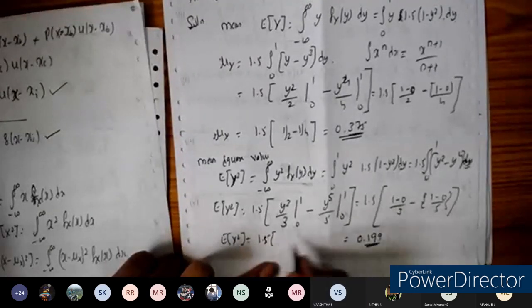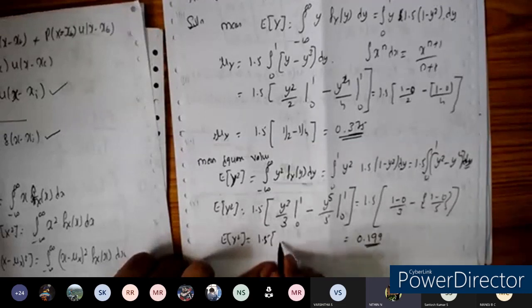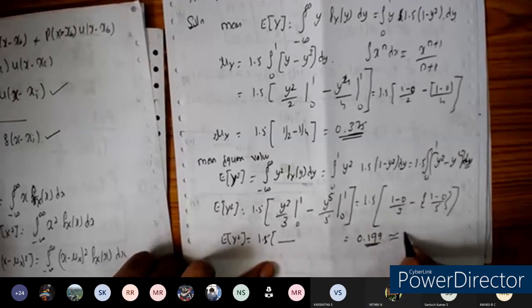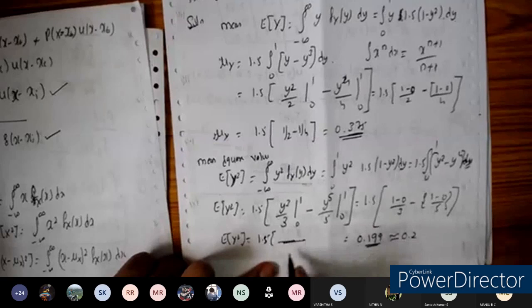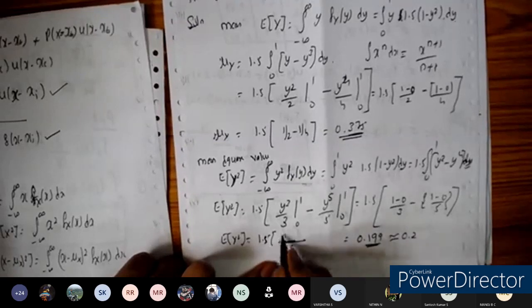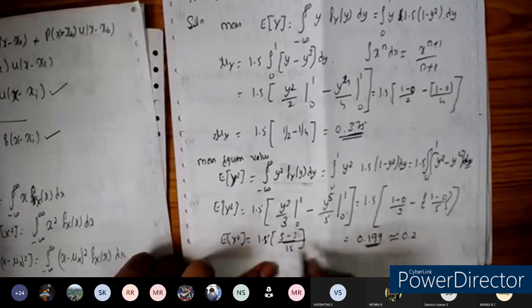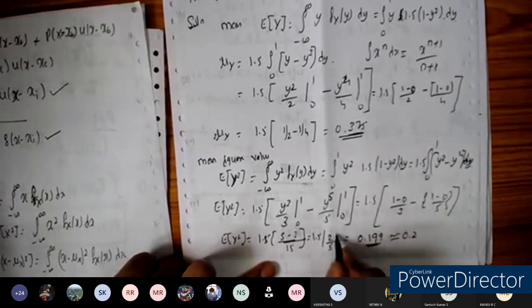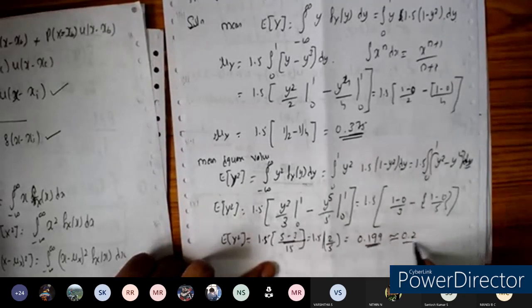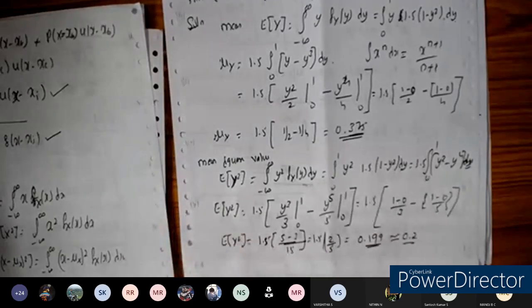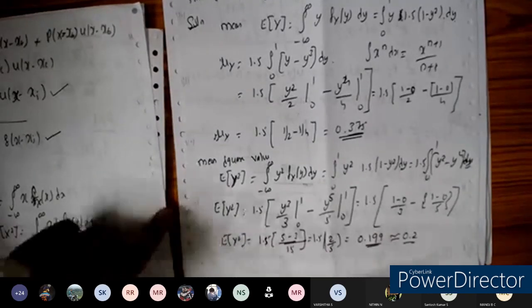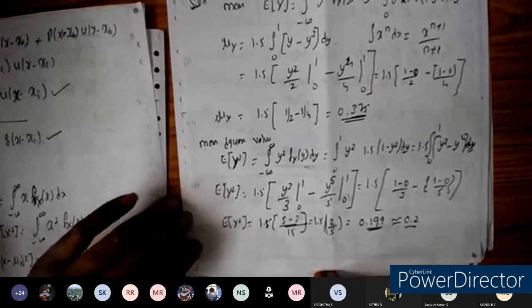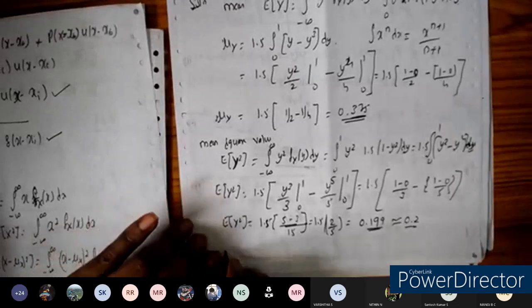Very good. So 1.5 times, approximately 0.2. Very good. 5 times 3 is 15, so this will become 5 minus 3. So this will become 1.5 into 2 by 5. So this is 0.2, approximately 0.199. We'll get the answer here. Done everyone? I think everyone is done.